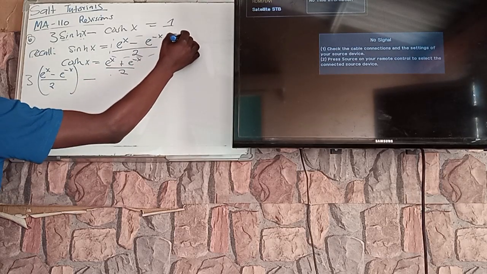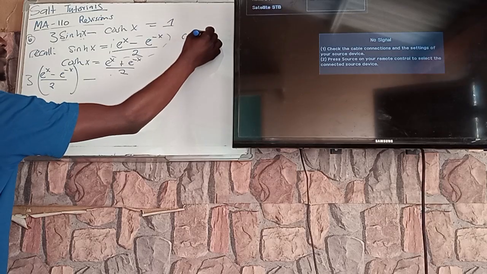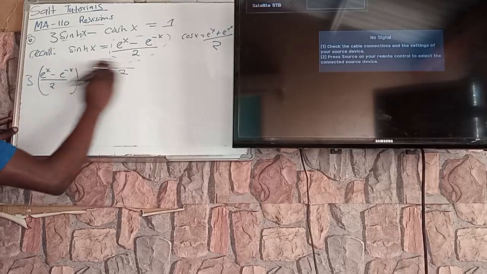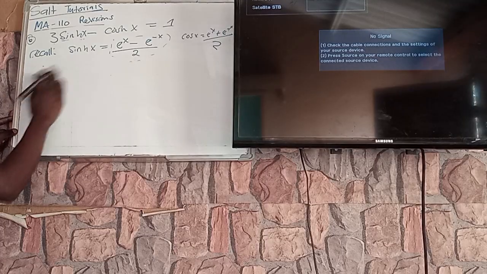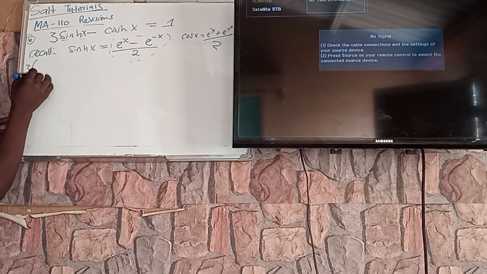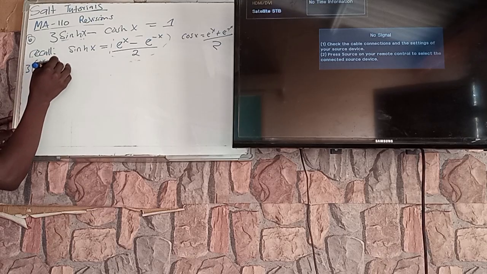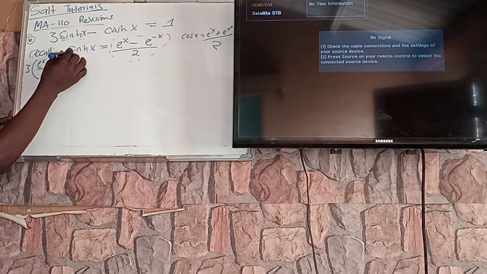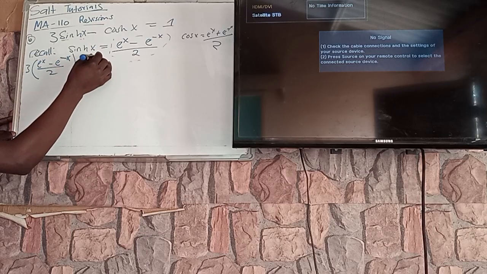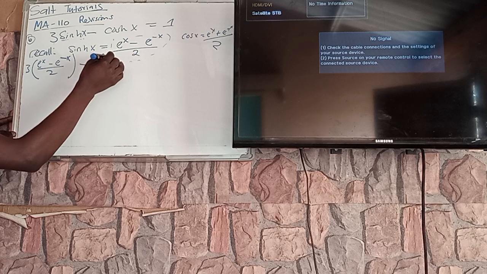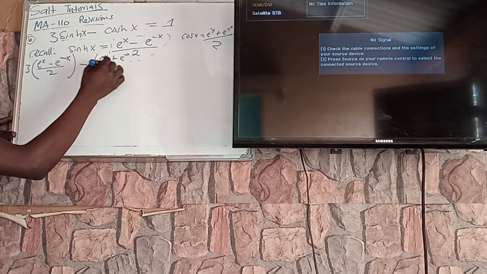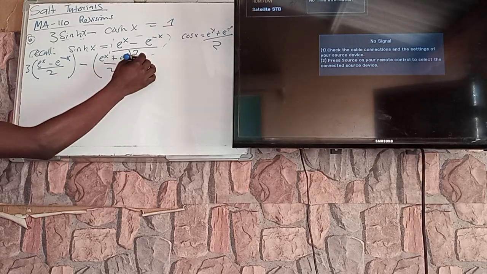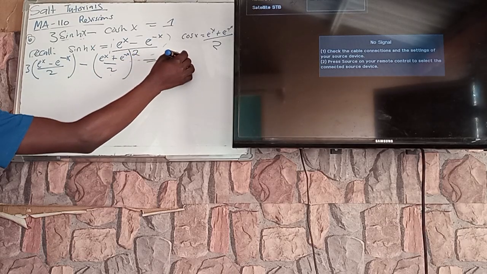Let me just write this. cosh x is equal to (e^x plus e^(-x)) over 2, so that I can have some space. So we're simply saying 3 sinh is (e^x minus e^(-x)) over 2, minus cosh, which is (e^x plus e^(-x)) over 2. That is our cosh. So this expression should be equal to the right hand side, which is equal to what?